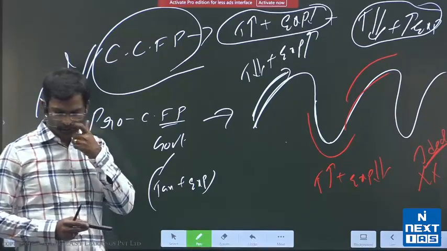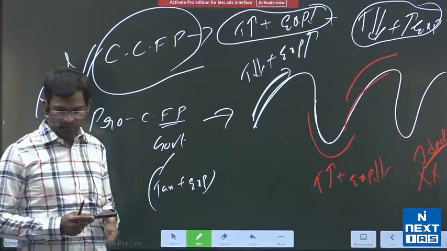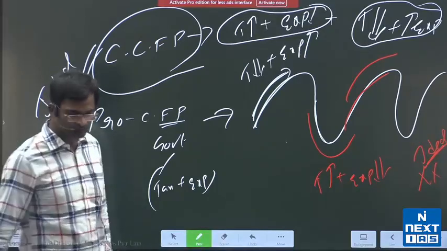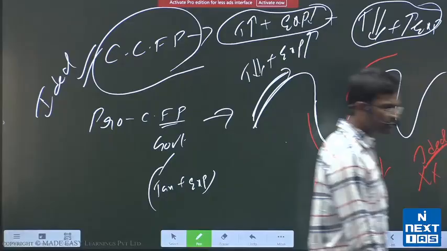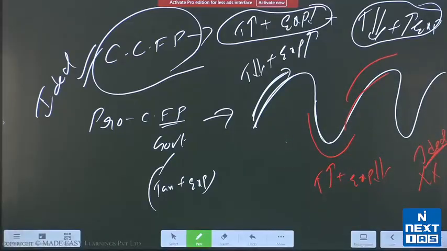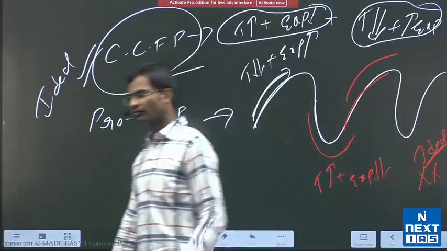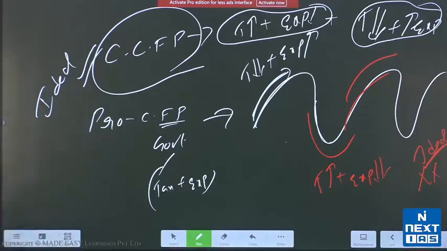Case number 2. When economy doing bad, in bracket, contractionary phase or recessionary phase. When economy doing bad, contraction phase or recession phase.